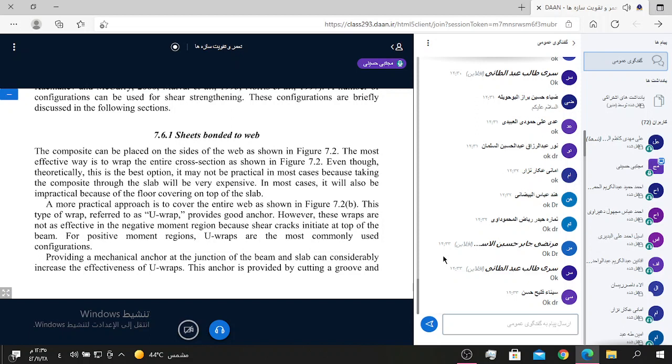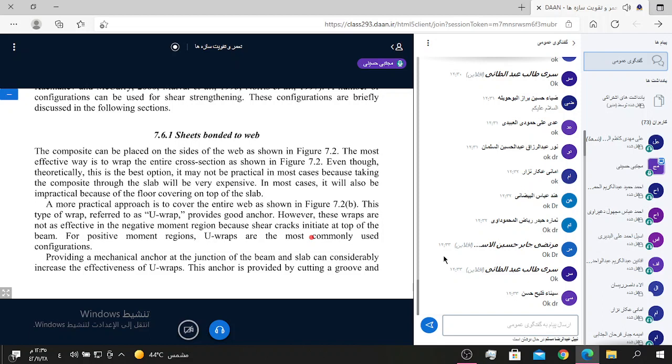Please pay attention, this sentence is very important. One, it is expensive, and another, it will also be impractical because of the floor hovering on top of the slab. This is very important.